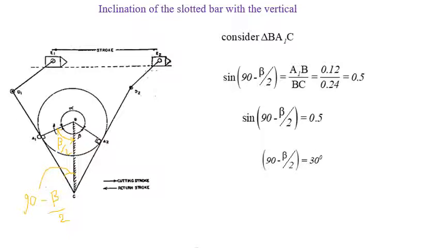To find this one, let us consider the trigonometric sine rule. Sine of 90 minus beta by 2 is the opposite side, A1B, over the hypotenuse, BC. A1B is 0.12 meter and BC is 0.24 meter. After simplification we got 0.5. Taking the sine inverse of 0.5, I got the inclination angle, 90 minus beta by 2, equal to 30 degree. The first question is over.